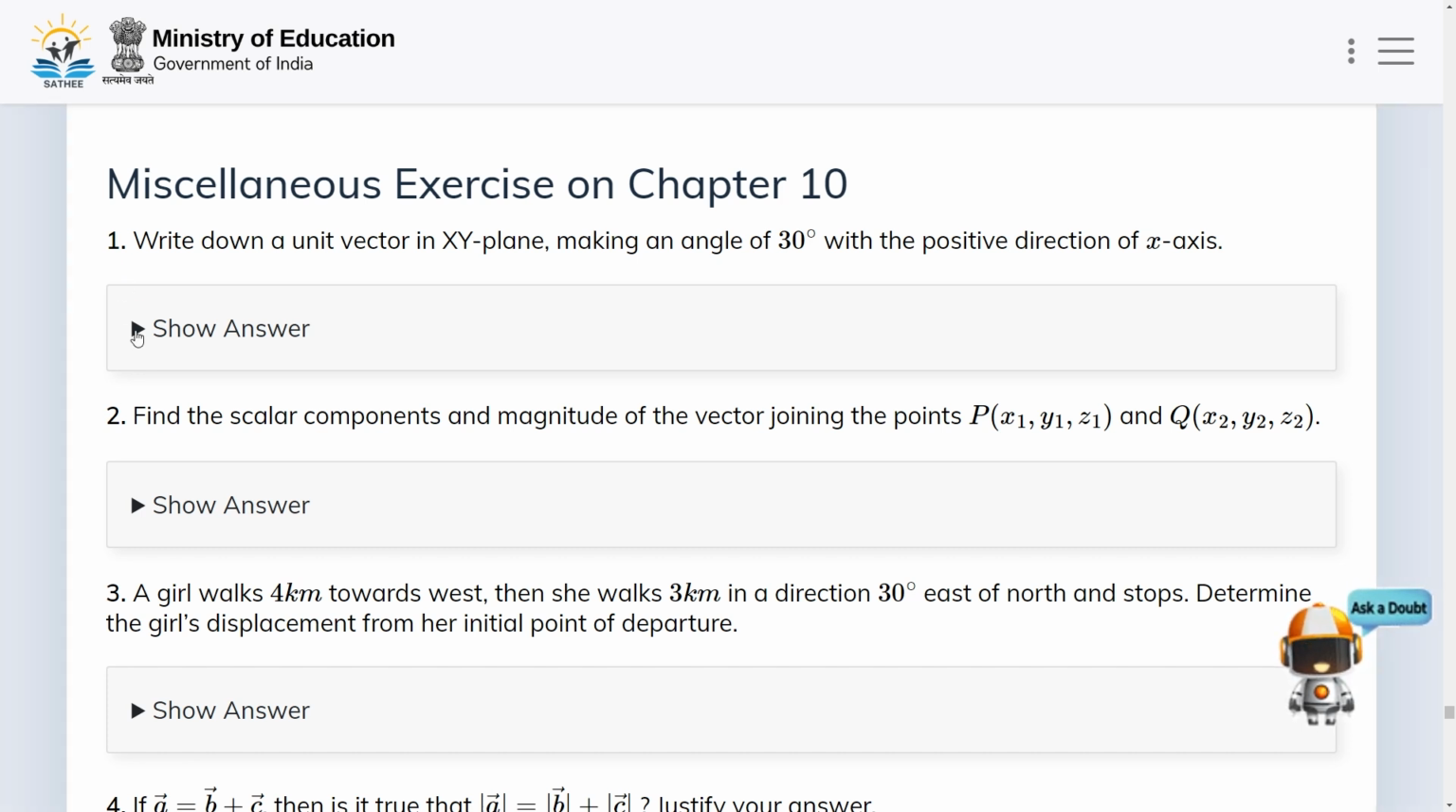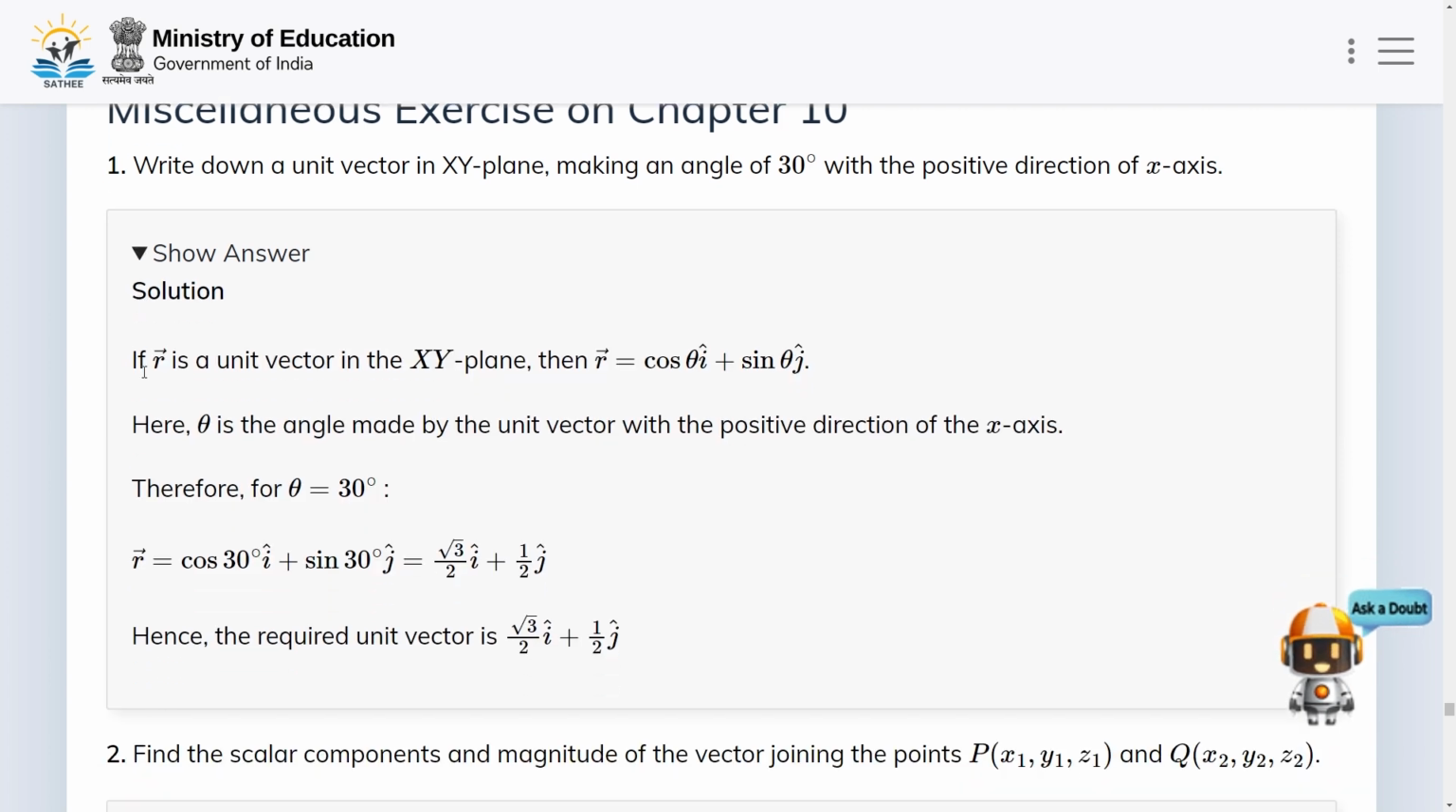So let's see quickly that if r is a unit vector in the xy plane, then r can be rewritten as cos theta i hat plus sin theta j hat. Here theta is the angle made by the unit vector with the positive direction of the x-axis. Theta is already given as 30 degrees. This means the r vector in component form will be root 3 by 2 i hat plus half j hat.